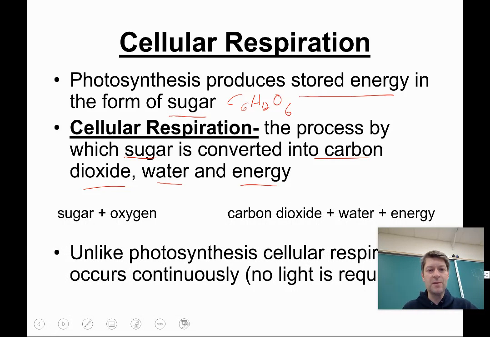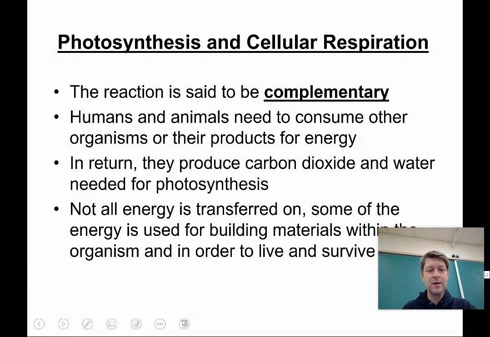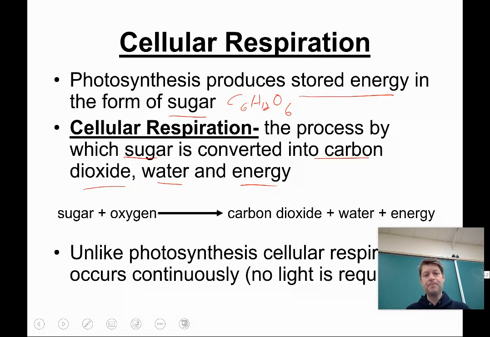Where's my arrow here? I'm missing my arrow. There it is. Let me go back so you guys can see that.